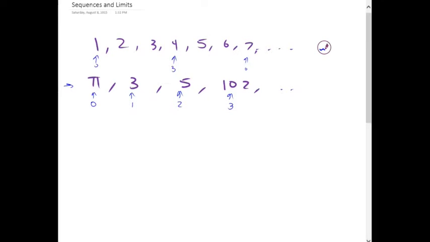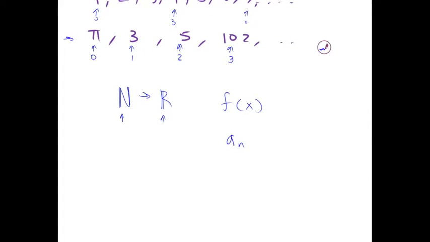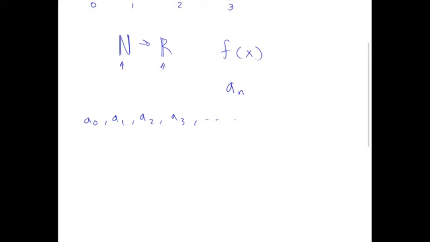So we say that a sequence is a function where we put in natural numbers and we get out a real number. Just like you can call a function f of x, for sequences we usually use the notation a sub n, with a sub 0 being the first term, a sub 1 being the next term, and so on. If you want to talk about the whole sequence, then we'll use these brackets.